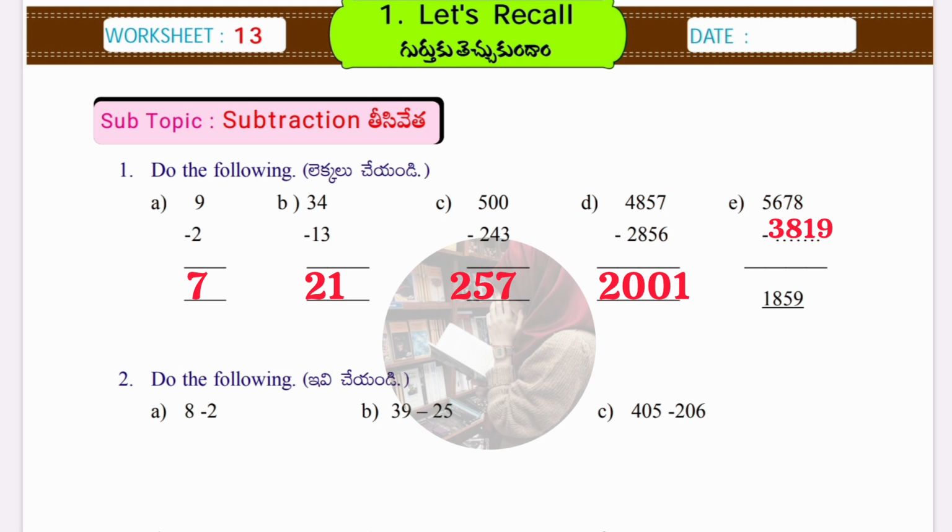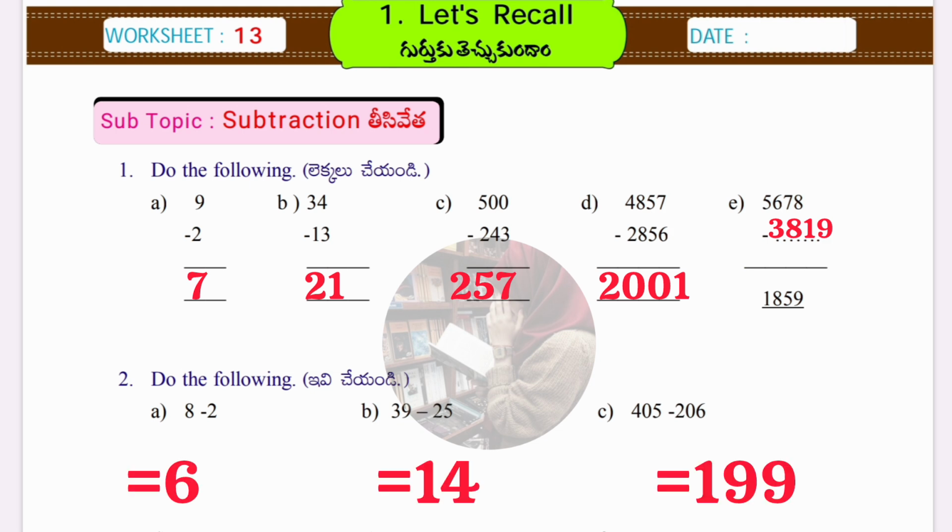Third number, 500 minus 243. If you do the subtraction, here 0 is there, that's why we have to borrow from 5. So it will become 10. 10 minus 3 is 7. Here 9 will be there because it has lent to that 0, that's why 9 minus 4 is 5. Then here 4 will be left. 4 minus 2 is 2. Like that you have to do the subtraction for the rest of the numbers.